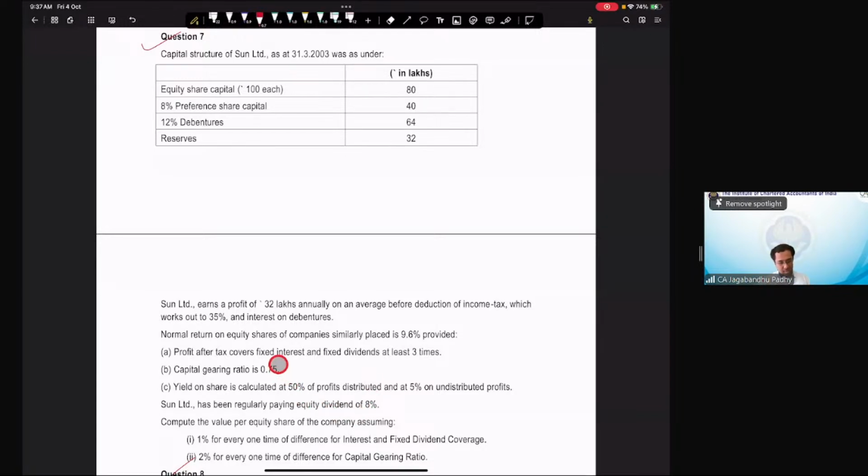So profit before tax covers interest and fixed dividend at least 3 times. The normal return on equity shares of company placed is 9.6%, provided the condition is that profit before tax, PBT, covers fixed interest and fixed dividends at least 3 times. Capital gearing ratio is 0.75. Yield on share is calculated at 50% of profits distributed and 5% on undistributed profits.